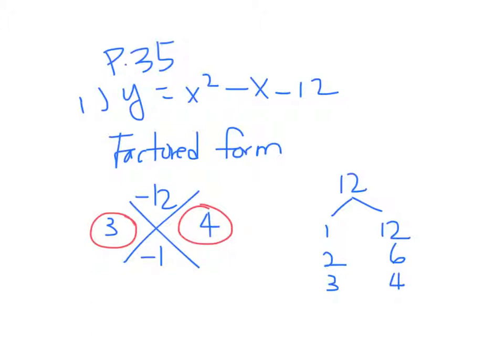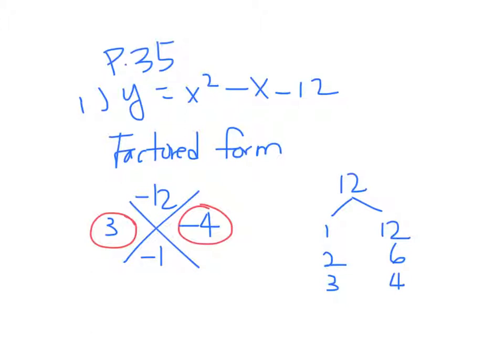But then when I look down here, what do I see? A negative 1. When I add the two numbers, I should get negative 1. That means if my answer is a negative number, the bigger number is the negative number, right? So there you go. The 4 has to be a negative, right?